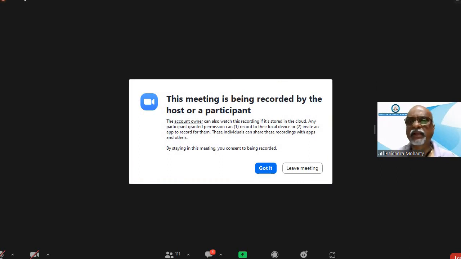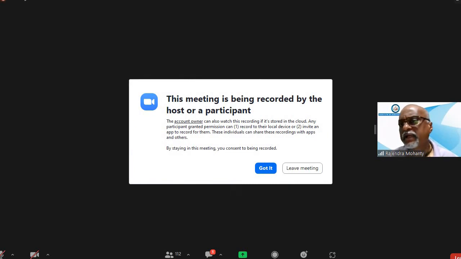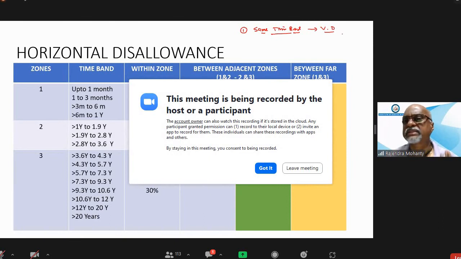So this is what we have done. The first step was to find out the positions you are holding, long or short, in the same time band. First, you have to see whether positions are held in the same time band. If that is there, then vertical disallowance has to be made for this same time band.